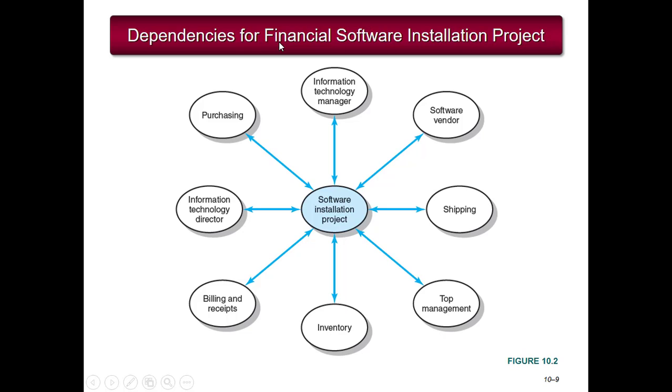So this is an example of a financial software installation project. The project itself and the dependencies are the software vendor, shipping, top management, inventory, billing and receipts, the IT director, purchasing, and the IT manager.